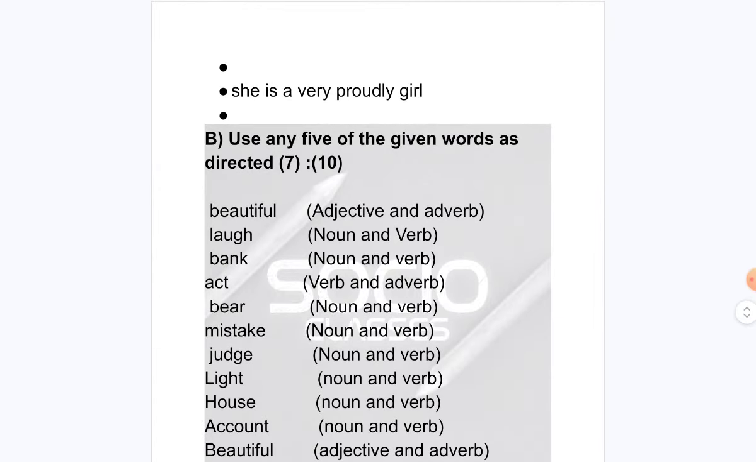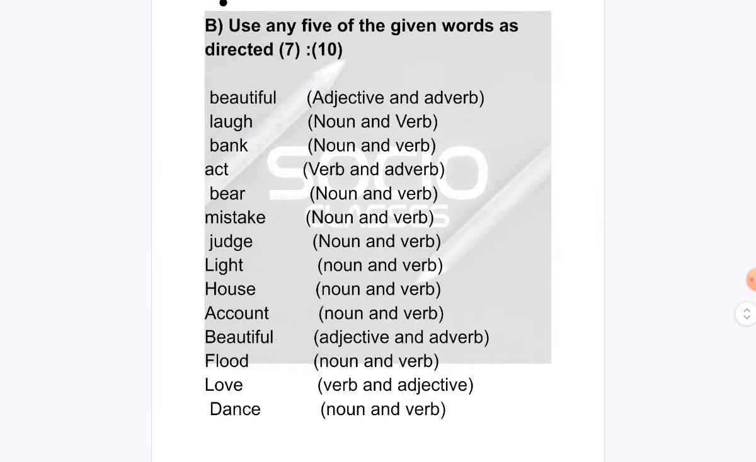So this was A part. Now on to the B part. Use any 5 of the given words as directed. So there will be 7 parts and you'll have to select any 5. And each part carries 2. So this B section carries 10 marks in total.